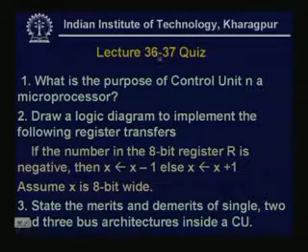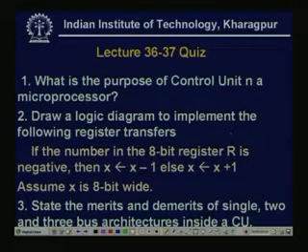So, the quiz on lecture 36-37: the first is, what is the purpose of control unit in a microprocessor, and draw a logic diagram to implement the following register transfers. If the number in the 8-bit register R is negative, then x is x minus 1, else x is x plus 1. Assume x is 8-bit wide. So, for this register transfer, what will be the logic, and state the merits and demerits of single, 2 and 3 bus architecture inside a control unit.